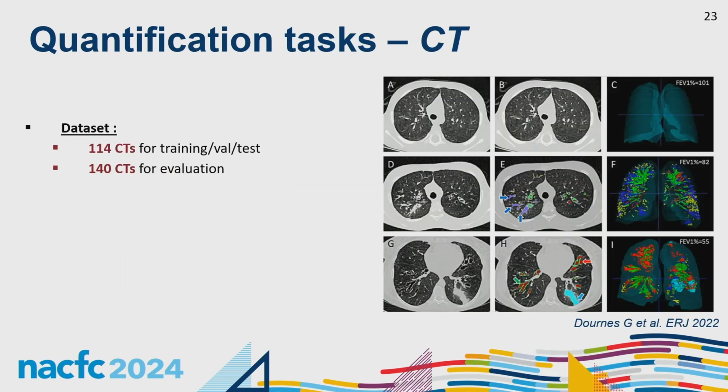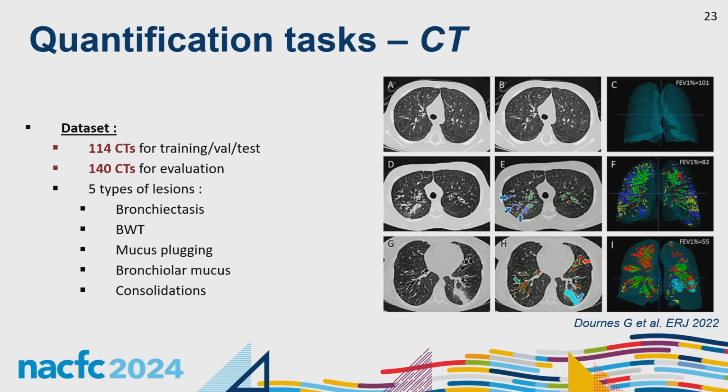Okay, but cystic fibrosis is not only made of bronchiectasis, you also observe other types of lesions, and this is a very interesting work from a French team from Bordeaux. What they did here is that they trained a tool to segment, meaning to contour, some of the lesions on the CT scans. The lesions the algorithm was trained to contour were bronchiectasis, bronchial wall thickening, mucus plugging, bronchial mucus, and consolidation, so 5 different types of abnormalities. They used a 2D network, so it performs the quantification slice by slice.